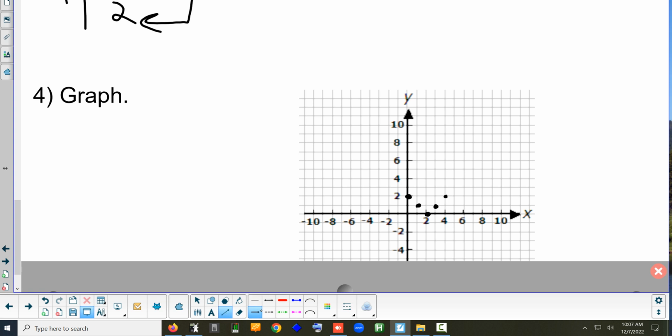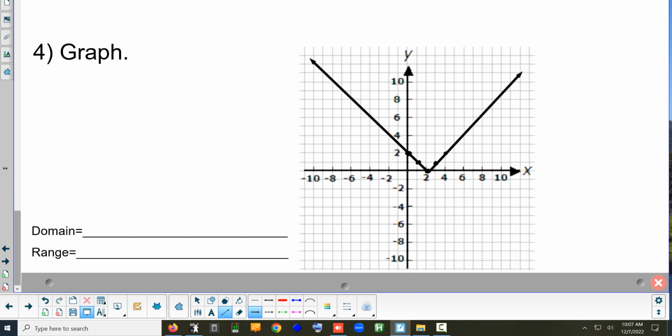And draw 2 lines. Let's see, like that. And like that. They go on forever. So there's our V shape. All right. Now I want to describe 2 things about that. I want to know the domain, and I want to know the range.